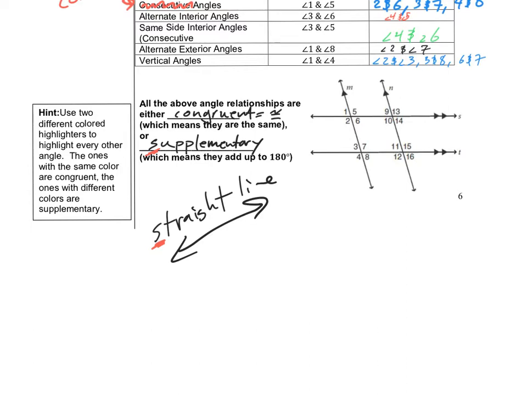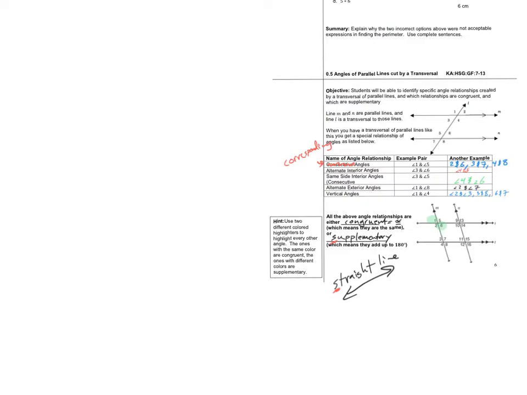Something else you could do to tell which ones are congruent and which ones are supplementary is just get out your highlighter, and basically you're going to highlight every other. So basically all the verticals are going to be congruent.